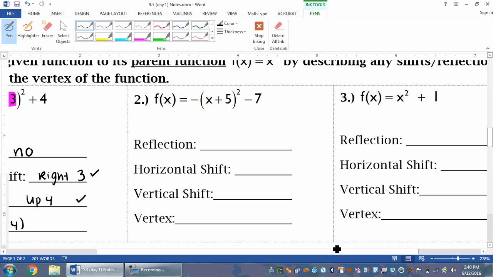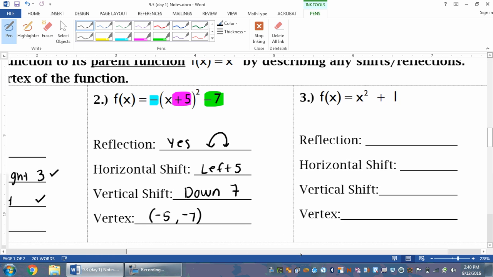All right, number 2. Notice there's a negative sign in front. So yes, it is going to be a reflection. That means my parabola is going to be upside down. The horizontal shift comes from this value right here. Remember, it's not positive 5, it's actually negative 5. But negative, you're going to go left. It would be left 5. This will be my vertical shift. Since it's minus 7, that means that's down 7. And lastly, my vertex will be negative 5, negative 7.